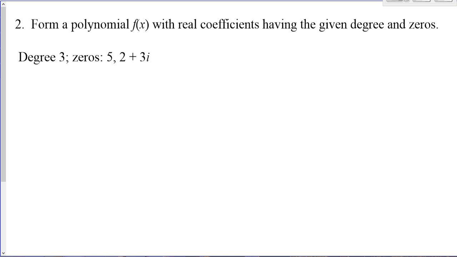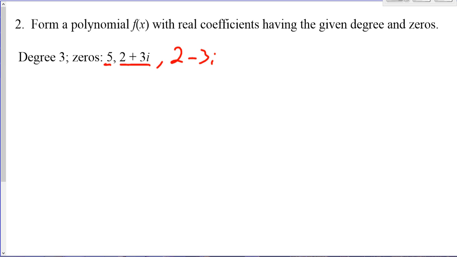All right, let's look at number 2. If I want to form a polynomial f of x with real coefficients having the given degree and zeros, it's a degree 3, and I know that it has a zero at 5. I know it has one at 2 plus 3i. So the other one is going to have to come at 2 minus 3i. So there's my 3.